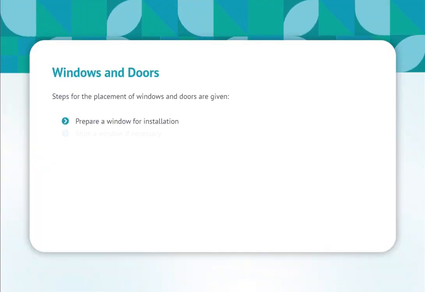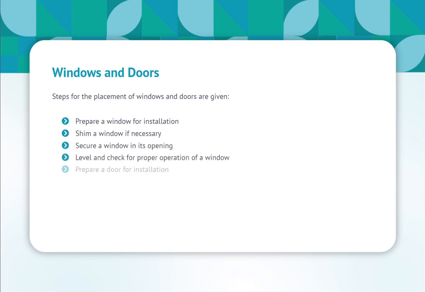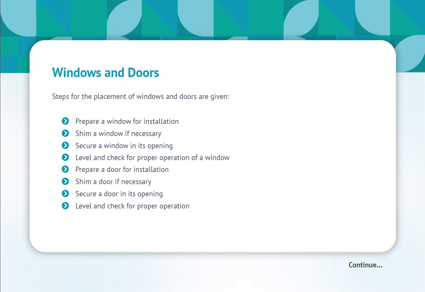Steps for the placement of windows and doors are given. Prepare a window for installation. Shim a window if necessary. Secure a window in its opening. Level and check for proper operation of a window. Prepare a door for installation. Shim a door if necessary. Secure a door in its opening. Level and check for proper operation.